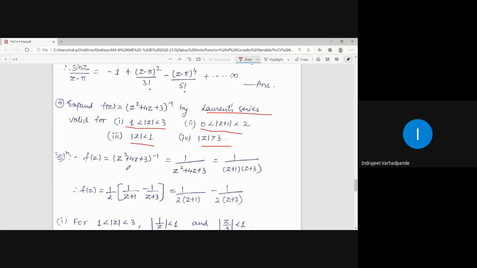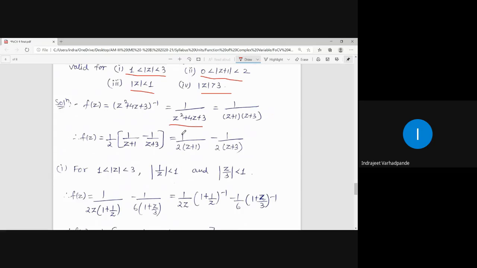So f of z is this, raised to power minus 1, means 1 upon z square plus 4z plus 3. How to factorize this term? Z square plus 4z plus 3 will be factorized as z plus 1 into z plus 3. Now since it is the product, we try to resolve it with the help of the partial fraction. So I told you that whenever the factors are in the product, kindly take the subtraction or the addition and look for whatever term is remaining, divide by that.